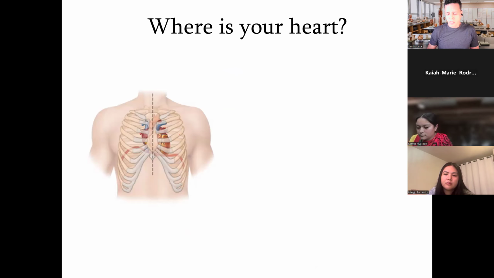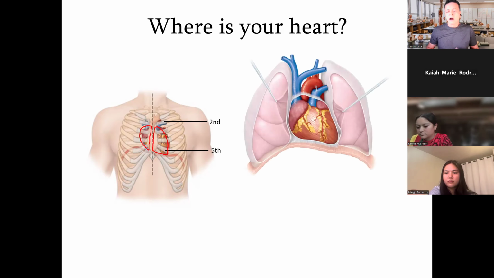Where is our heart located? Our heart is located within the thoracic cavity. About 2/3 of the heart is within the left side of the thoracic cavity, but about 1/3 of the heart is actually on the right side. So our heart is not all on the left side. Okay? Most of it is on the left side, but a little bit of it is on the right side of the thoracic cavity. The heart is positioned in a location within the thoracic cavity called the mediastinum.